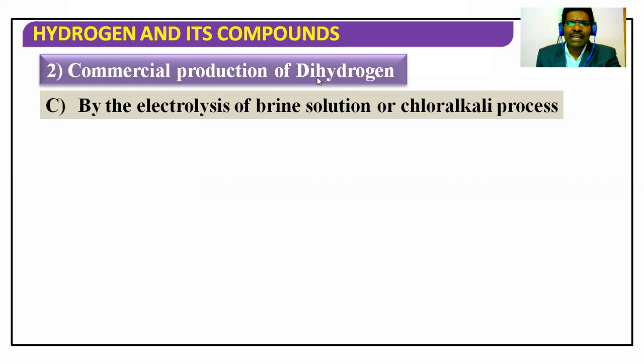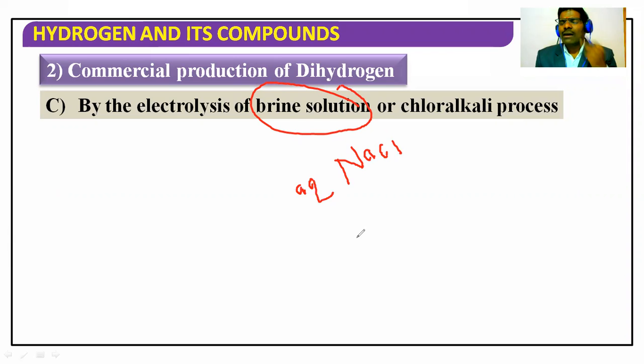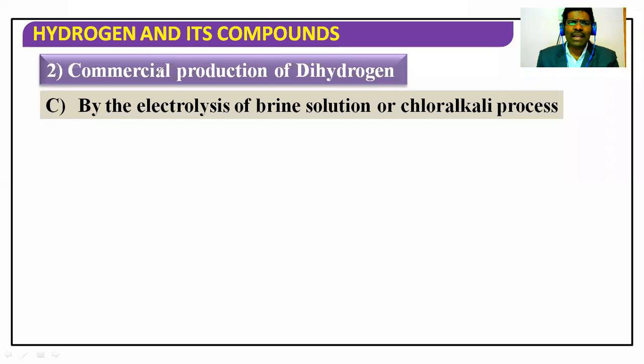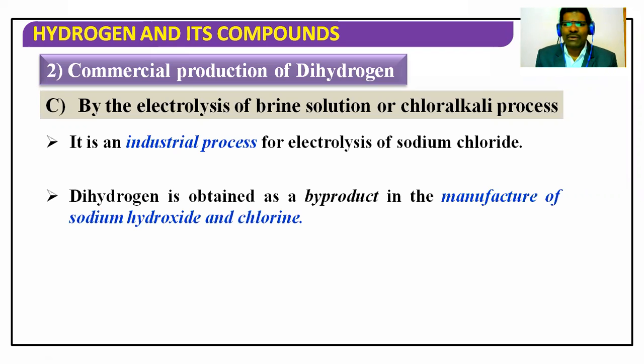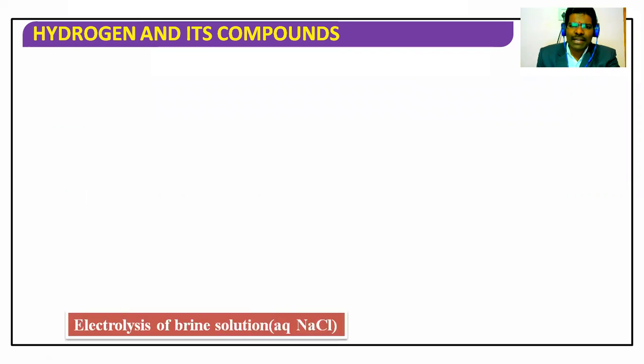Brine solution means aqueous solution of sodium chloride. See dear students, when you do electrolysis of brine, hydrogen gas is obtained as a byproduct in the manufacture of sodium hydroxide and chlorine. It is an industrial process for the electrolysis of sodium chloride. Hydrogen is obtained as a byproduct in the manufacture of sodium hydroxide and chlorine.